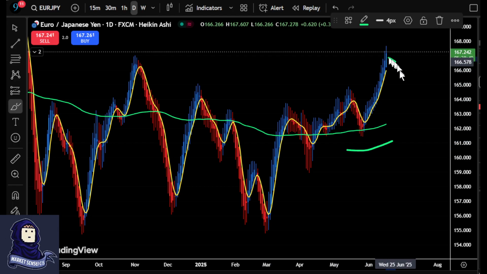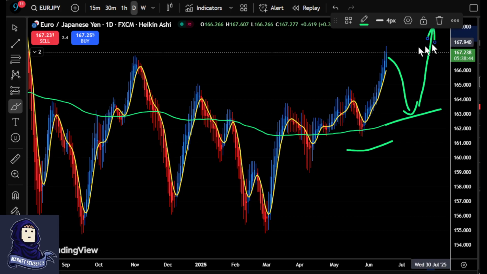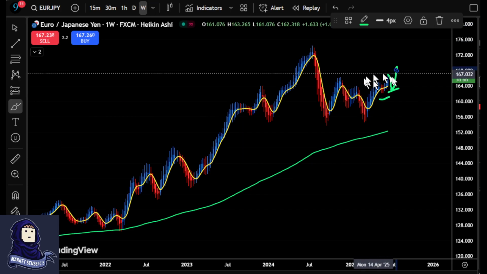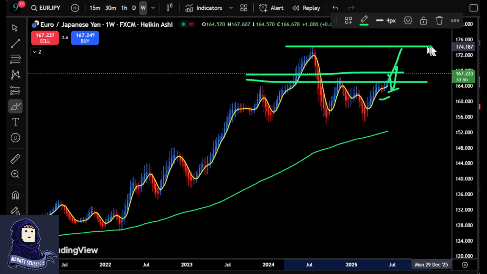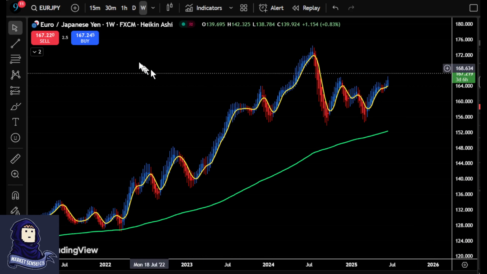So expect some kind of move back into this moving average before any upward move is possible, if there is an upward move. Because right here it is quite a support area, resistance area here. So if it breaks out, it will retest this previous high. So yeah, euro yen is not really a good place to put your money right now.